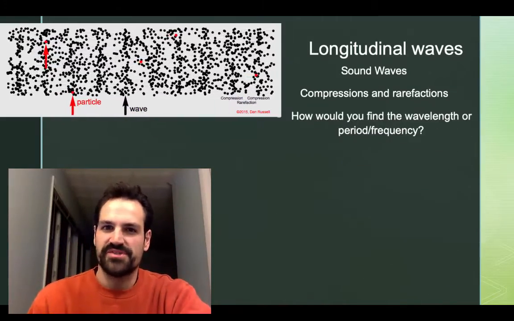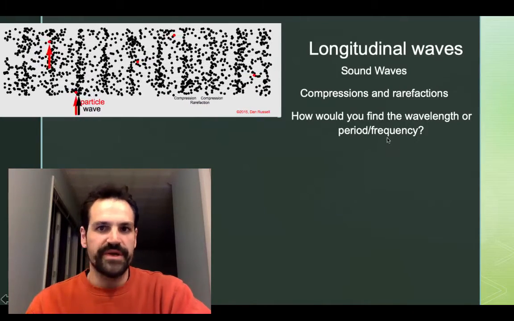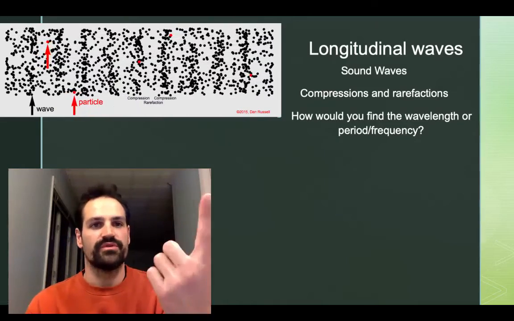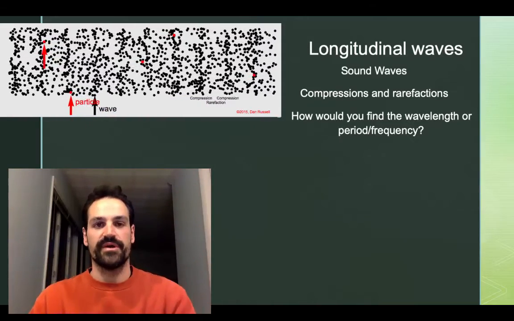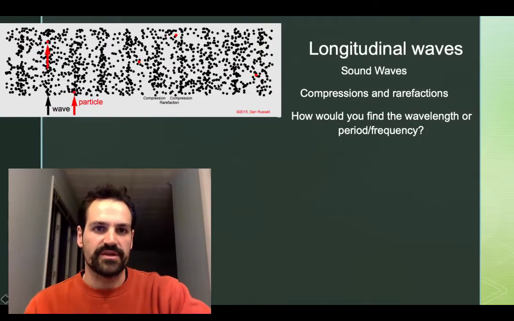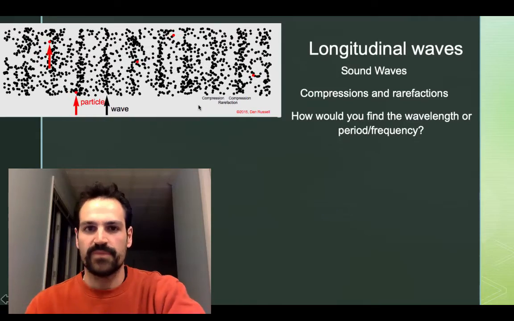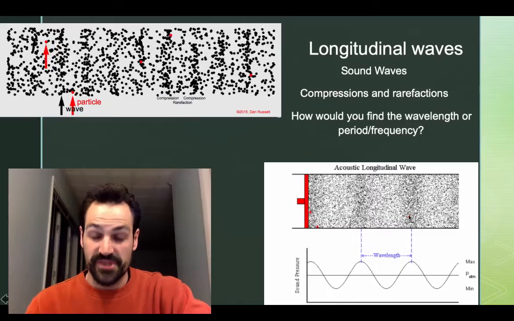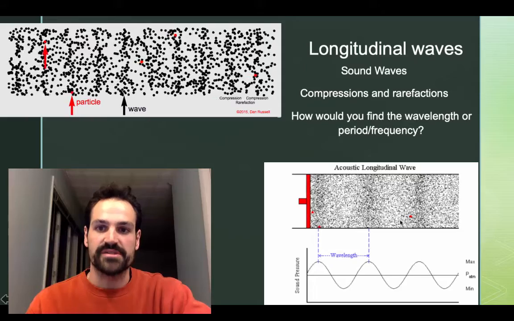We've already discussed compressions and rarefactions. But the question is, how would you find the wavelength or period and frequency? Because remember, if you have the period, you automatically know the frequency. If you know the frequency, you automatically know the period. Period is 1 over frequency. Frequency is 1 over period. So if you have one, you have both of them. But how would you find the wavelength? What would the wavelength look like on this longitudinal wave up here? Well, the wavelength is just the distance between successive compressions or successive rarefactions.